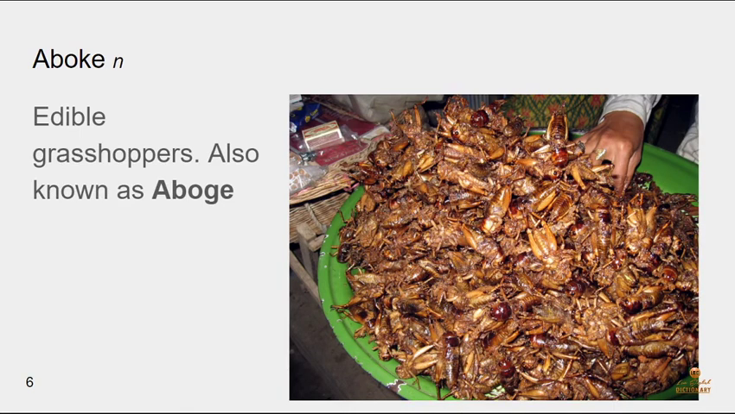And the last one, this is a bonus, is aboke. We also had aboge in the last video. So aboge or aboke are edible grasshoppers. Edible grasshoppers are called aboge or aboke.